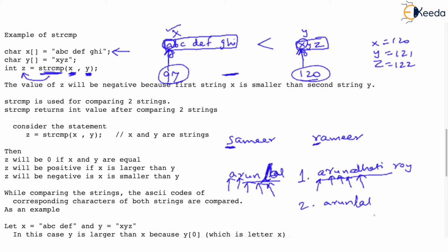But observe, Arun Lal was such a short name, but still you have put that as the greater name. And you claimed that Arundhati Roy, although it is such a long name, is smaller because D comes before L in alphabetical sequence. This is really what C has implemented, the same way how string comparisons work.